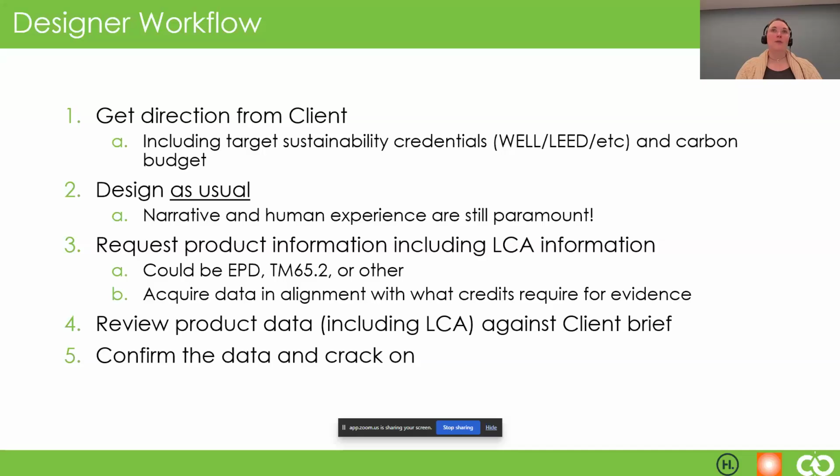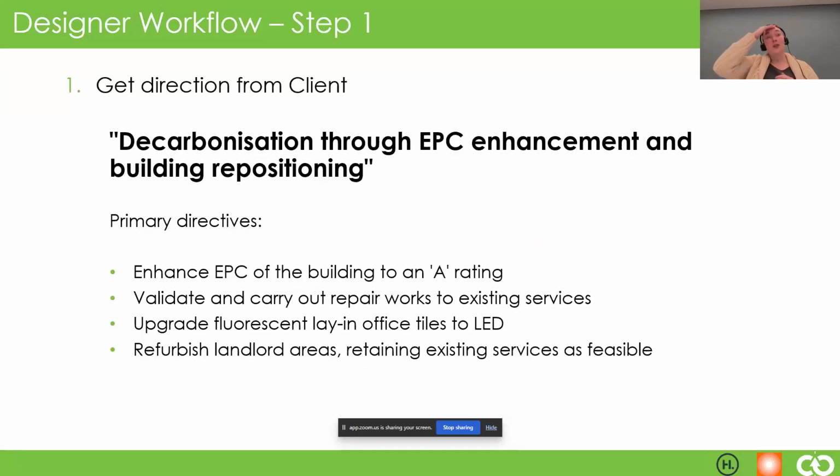So let me go through step one. This is a project I'm working on right now in the City of London. The direction from the client was this: we want to decarbonize the building through EPC enhancement and building repositioning, which is a really fancy way of saying we are going to redo the end of trip facilities and the reception, and we are going to upgrade the Cat A leased office plates.